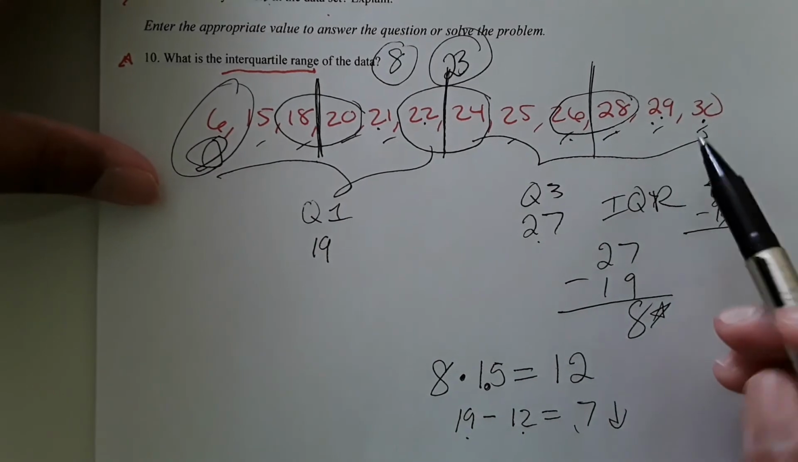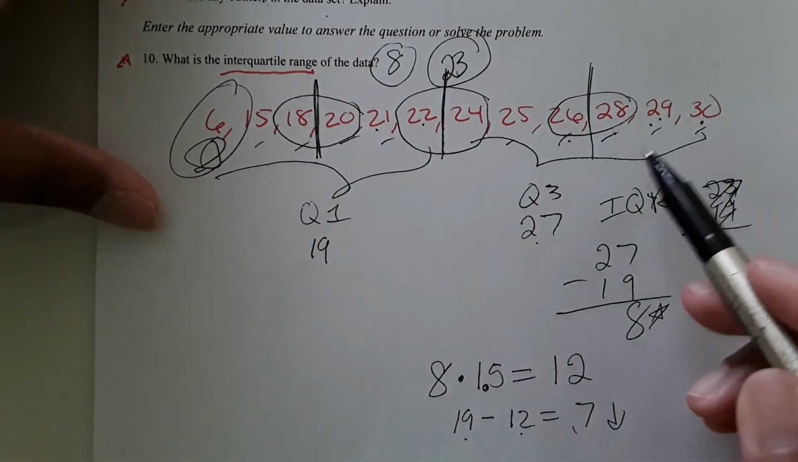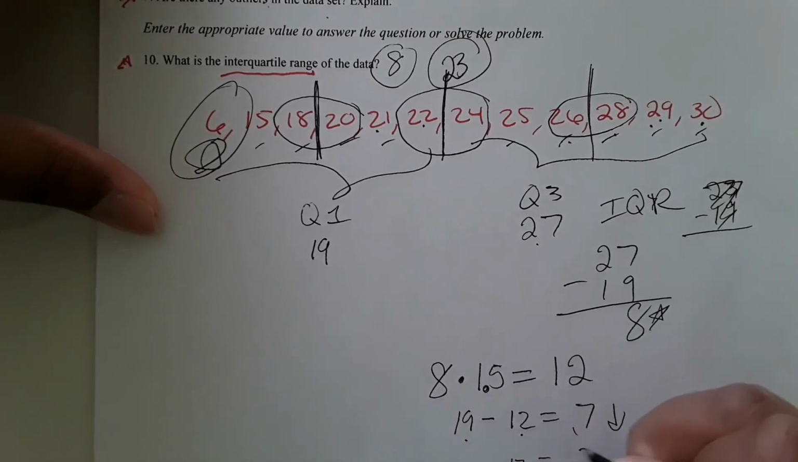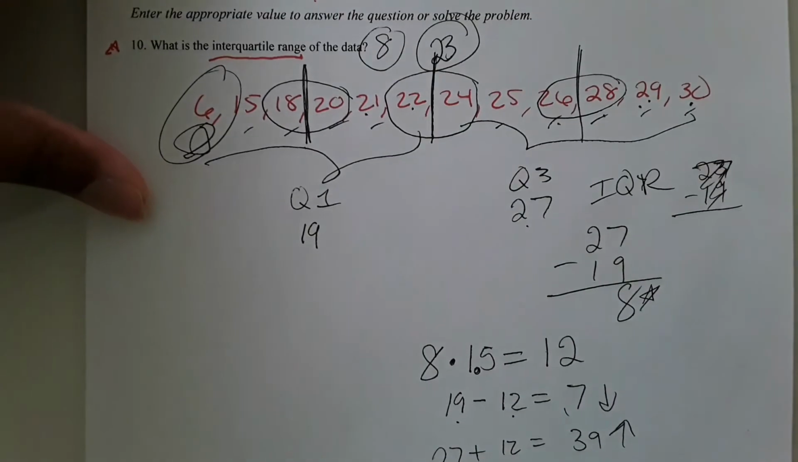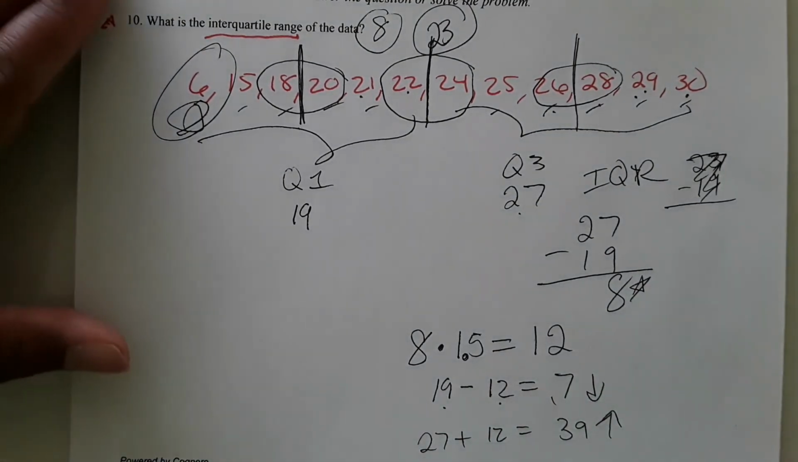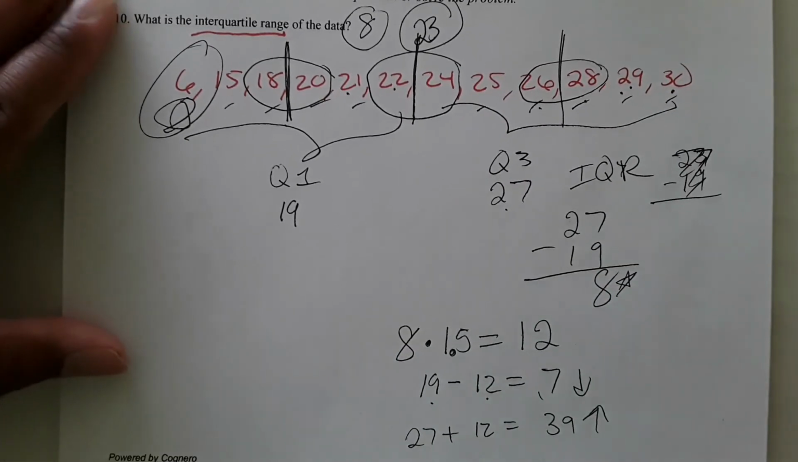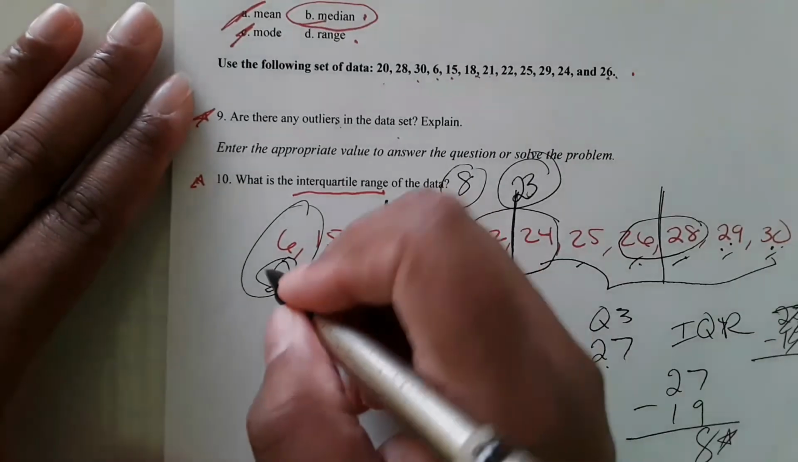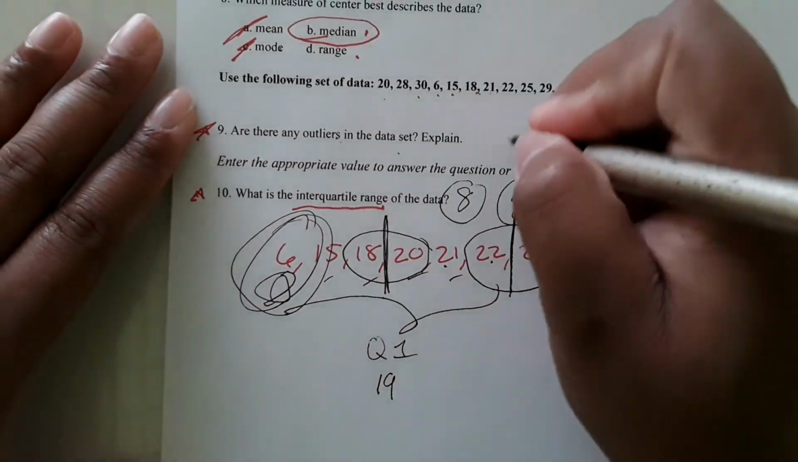And do we have any number that is, let's go to quartile 3, 27 plus 12, that brings us to 39. Do we have any number larger than 39? Well, going up and looking, nope, we end at 30, so there's no outlier there. So the only outlier for this set of data would be 6.